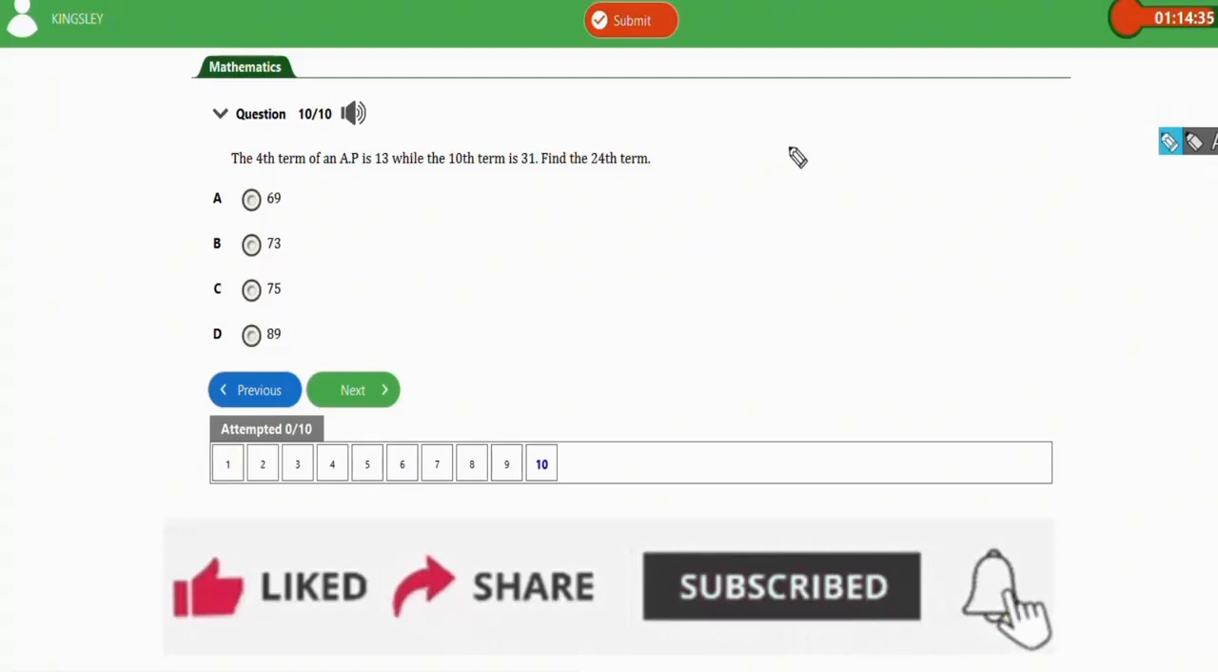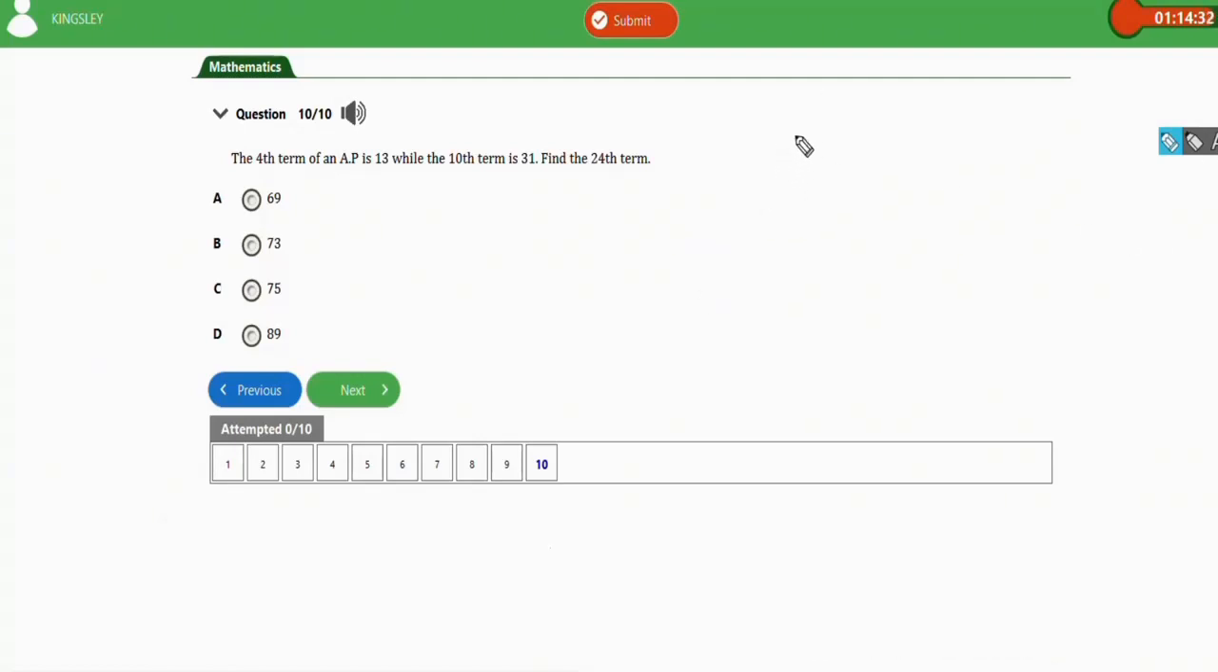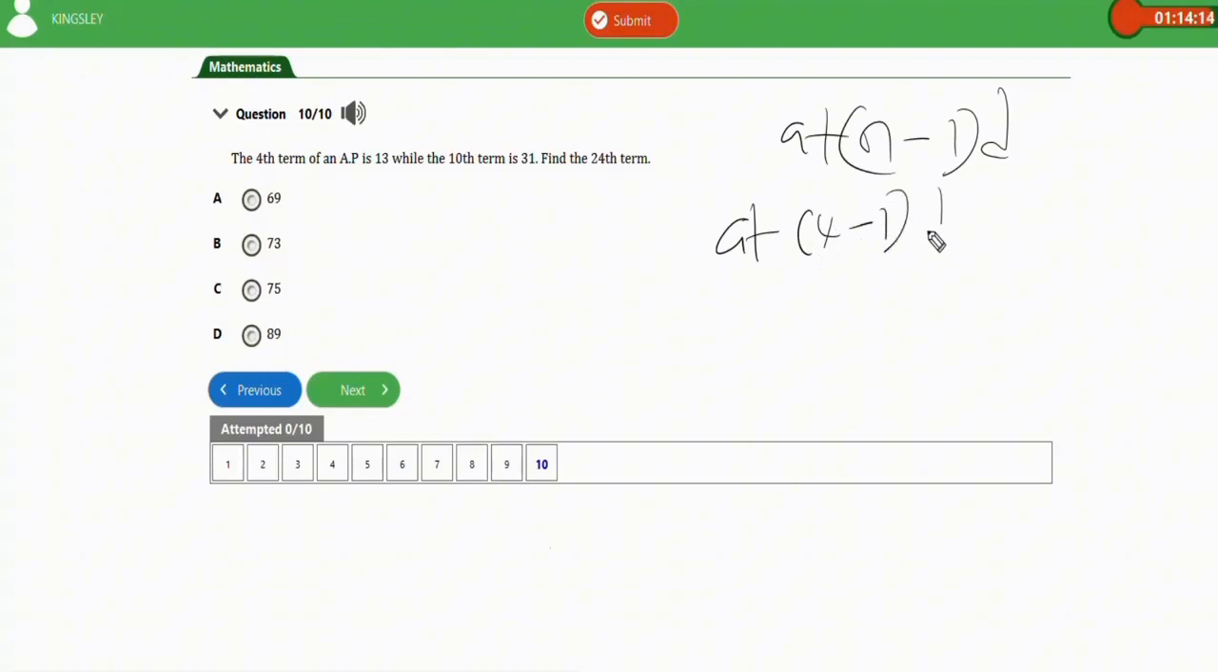Now, the formula for calculating the nth term in an AP, arithmetic progression, is A plus N minus 1 D. So in this question now, we have the fourth term and the 10th term. So the fourth term will be, we have A plus in bracket 4 minus 1 D equals 13, and we have the 10th term, which is A plus in bracket 10 minus 1 D equals 31. We're looking for the T24, the 24th term.